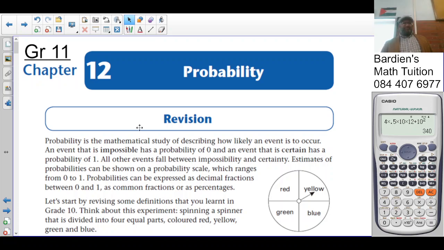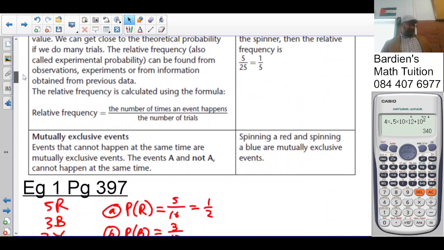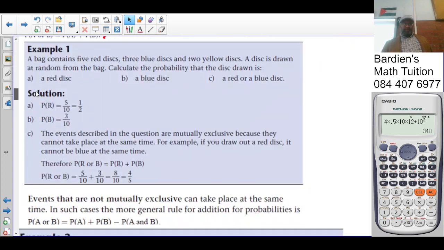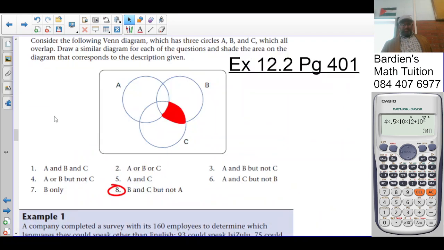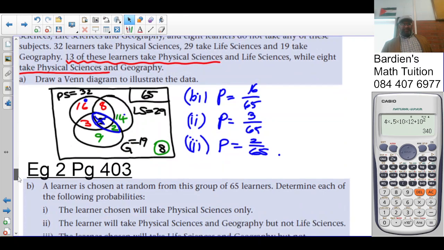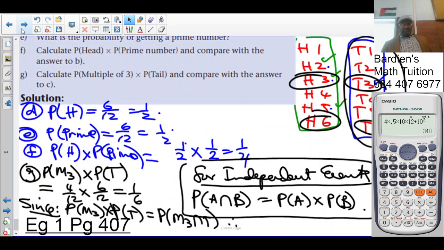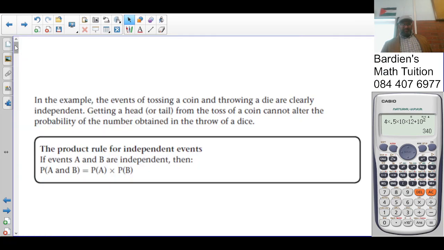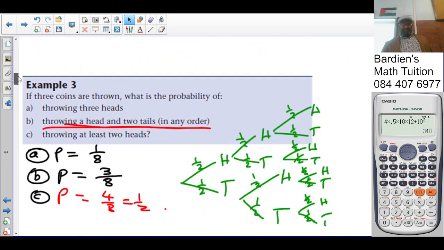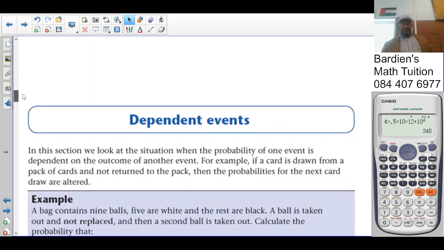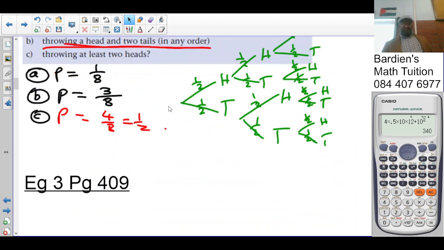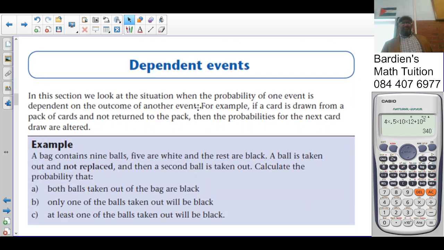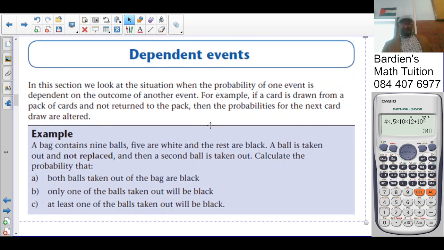Okay, good morning class. So today we're looking at probability. In probability we got up until your independent events formula, no? We did that as well. Did we do the dependent events? No. Alright, so today we're going to look at dependent events.